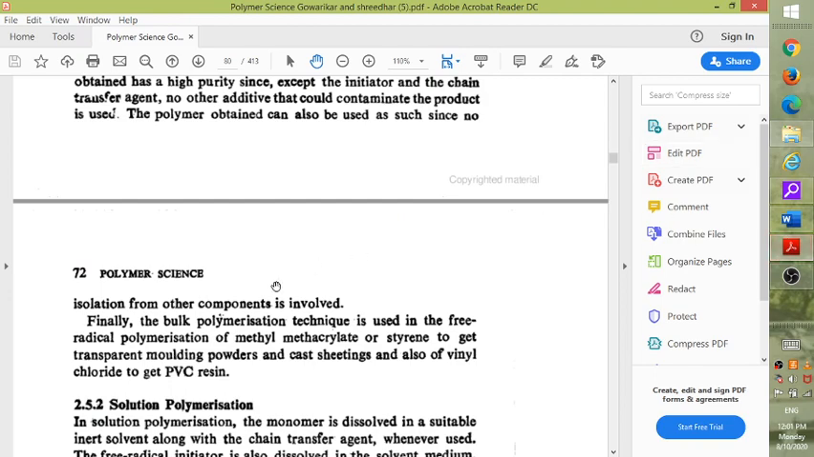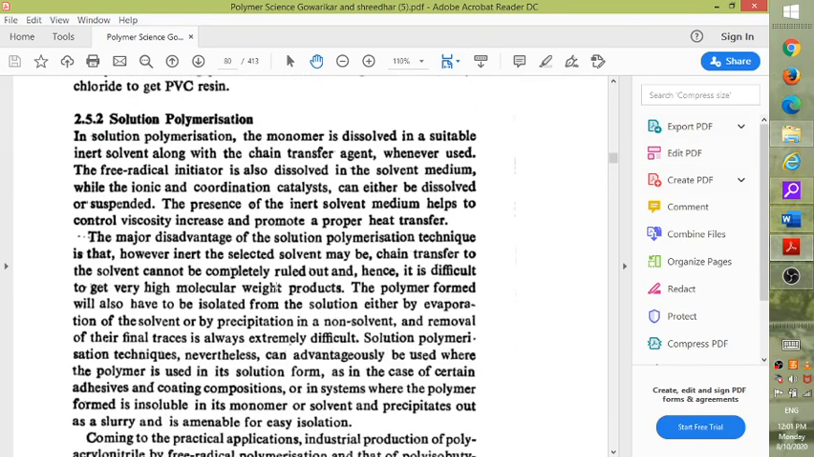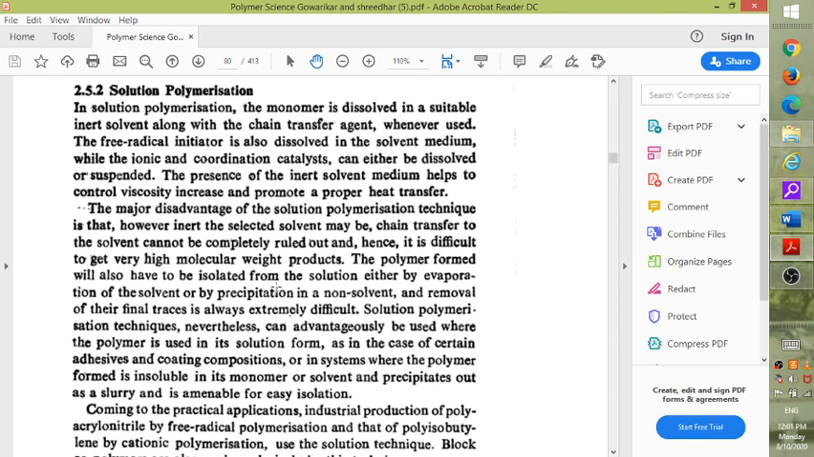So okay class, now you understood pretty much everything about bulk polymerization, and if you want to see its comparison with other techniques, then we will see it later on as we discuss each one of the techniques as time passes.